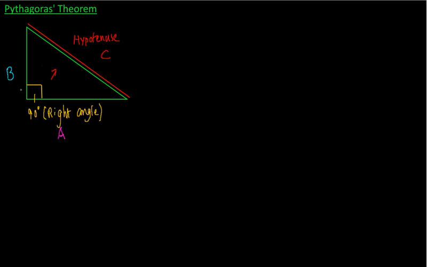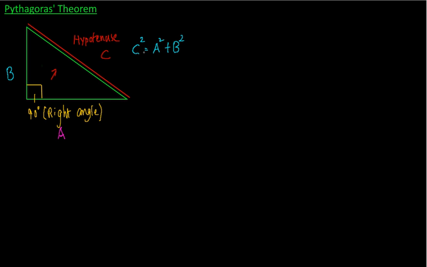Pythagoras theorem states that in any right angle triangle, the square on the hypotenuse, that is C square, is equal to the sum of the squares on the other two sides, which means C square is equal to A square plus B square. So this is what Pythagoras theorem states.